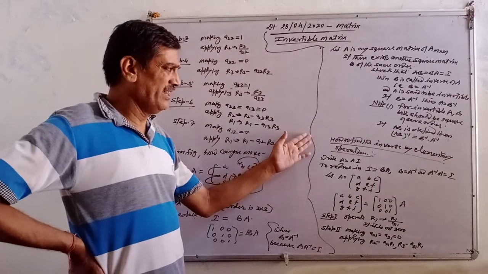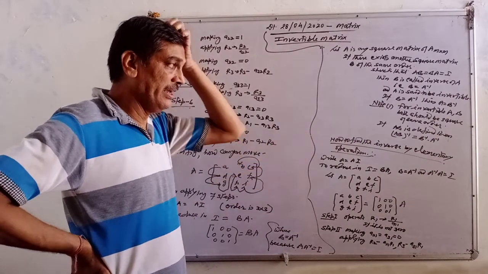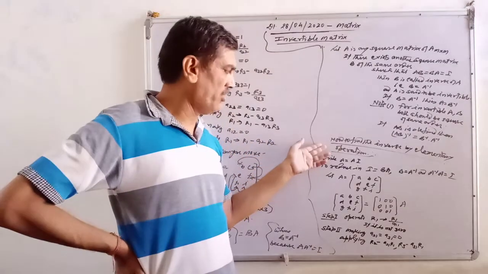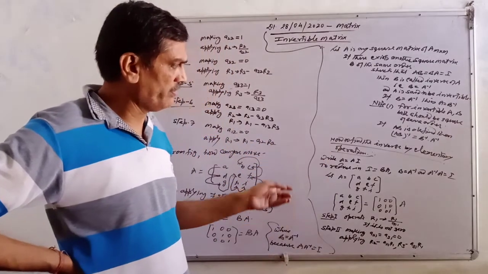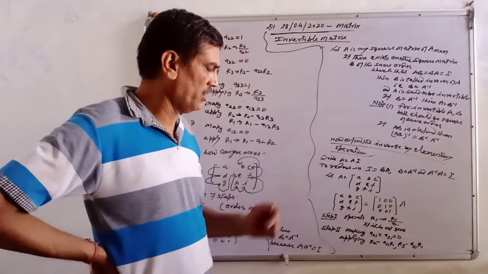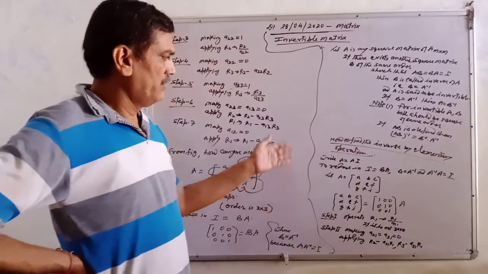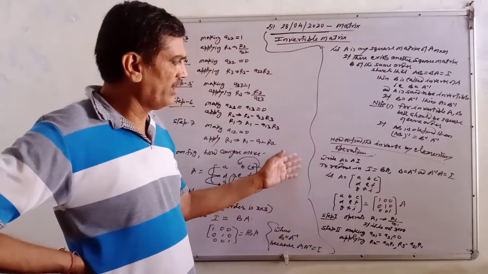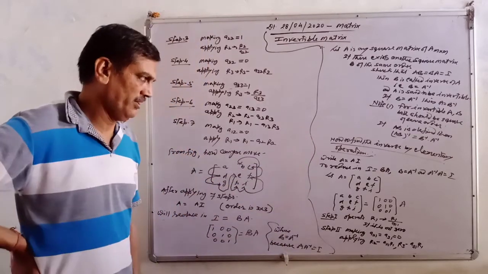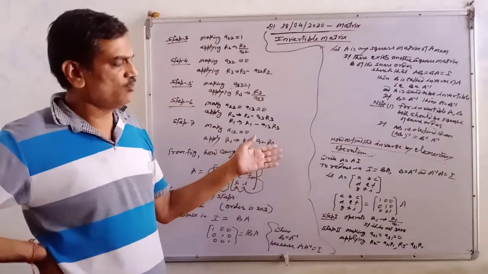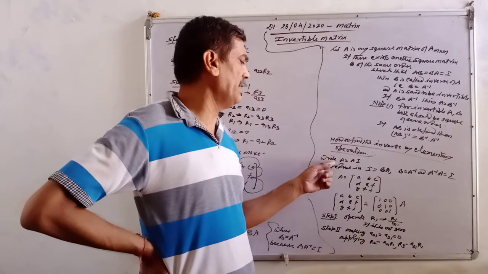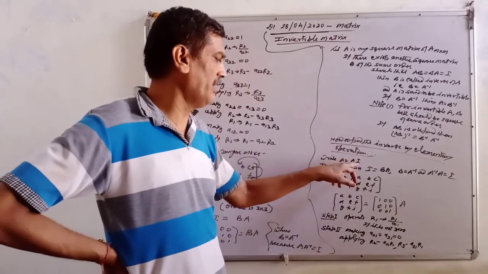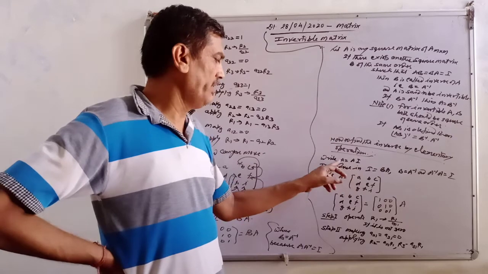Now the next topic is how to find the inverse of any square matrix by elementary operation. Here there are two types of operation: row operation and column operation. See first, by row operation, how to find the inverse of any square matrix. Let A be any square matrix, so first you will write A is equal to AI by property. When you multiply by I, so I into A is A.